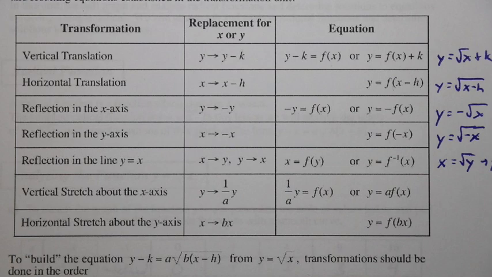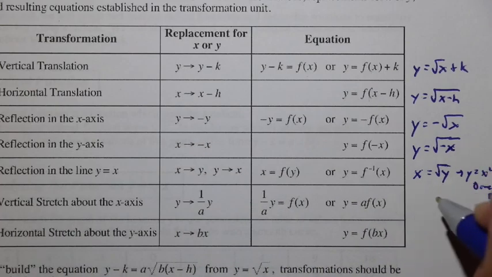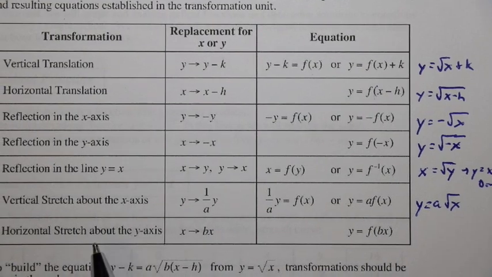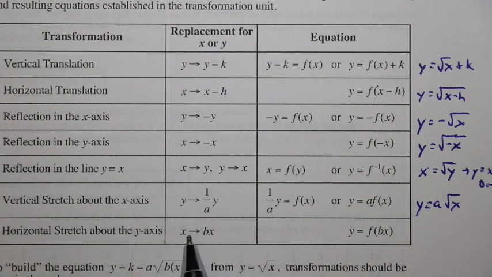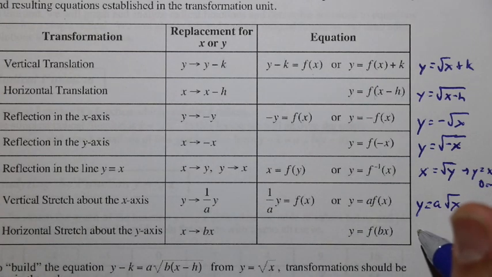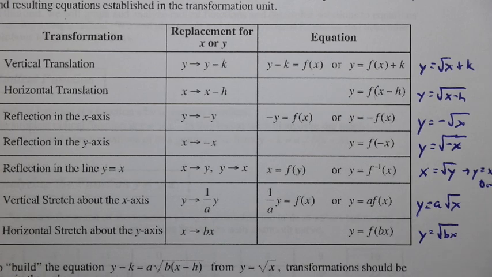We could also say, what about a vertical stretch about the x-axis? Well, y is replaced with 1 over a times y. So we have 1 over a, y is equal to f of x, or y equals a times f of x. Remember, f of x is the radical function, so you can say this is a times the square root of x. And the horizontal stretch about the y-axis, we have x replaced with bx. We have y is equal to f of bx, bx being the input. Here, this is y is equal to the square root of bx.